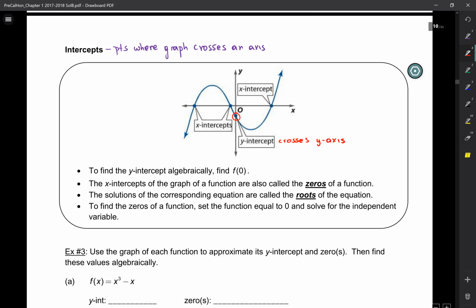At that point, what is the value of x? 0. Now, on the graph, you know where to look. It's where it crosses the y-axis. Algebraically, to find the y-intercept, you have to find f of 0. So you plug in 0 for everywhere you see an x. Okay? Now, x-intercepts, I want to say there's more to discuss there. X-intercepts are where it crosses the x-axis. The graph crosses the x-axis.